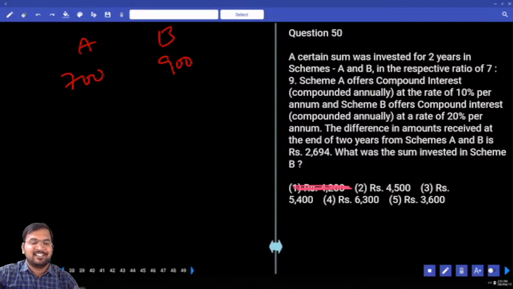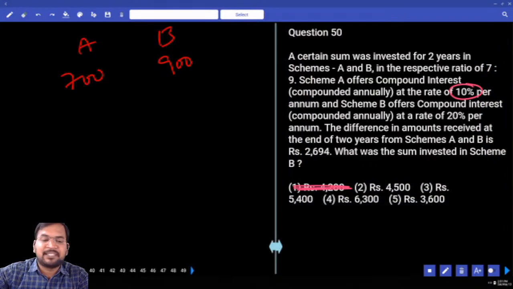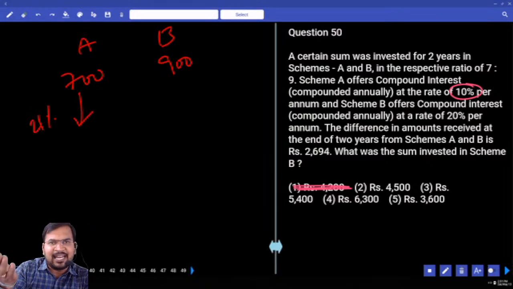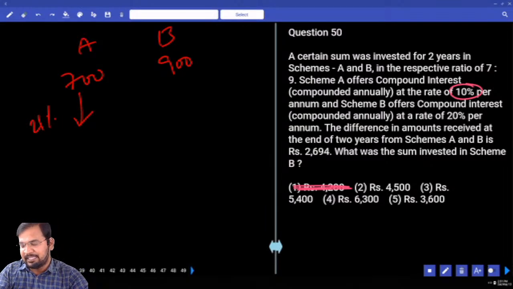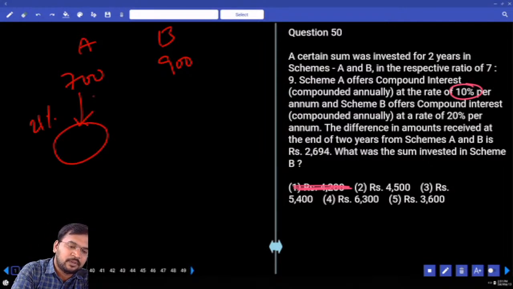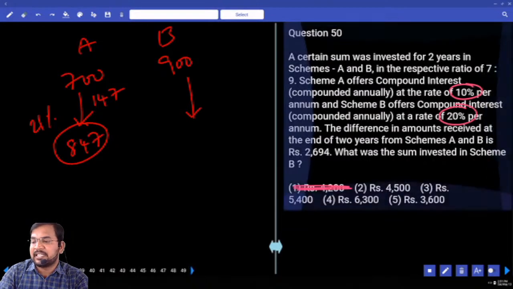Clear? No problem. So first case 10%. 10% for 2 years is nothing but 21%. Yes or not? 1 year 10%, second year 10%, second year 10% of 10% is 1%. Together is 21. 21 sevens are 147, and the amount is 847.